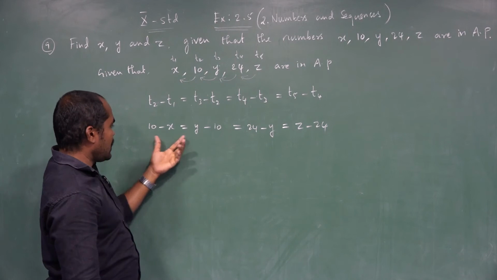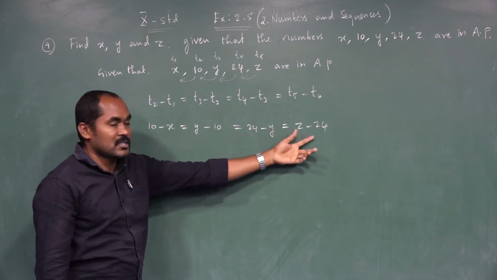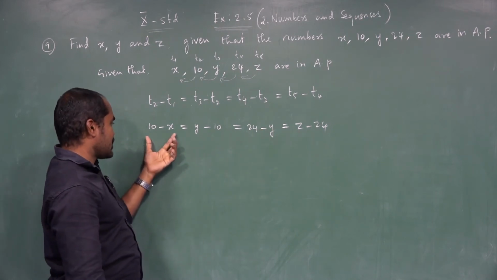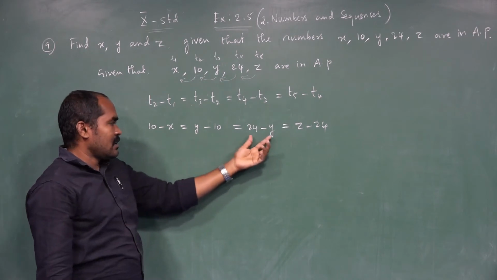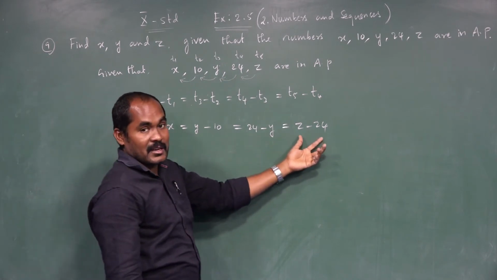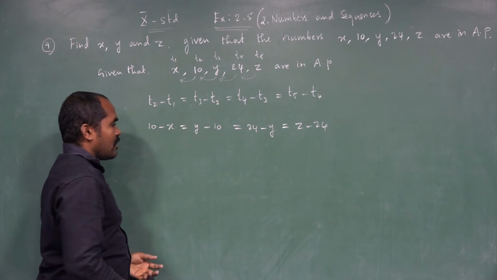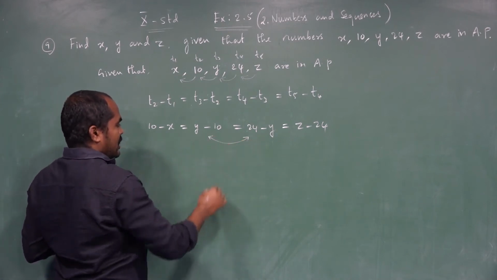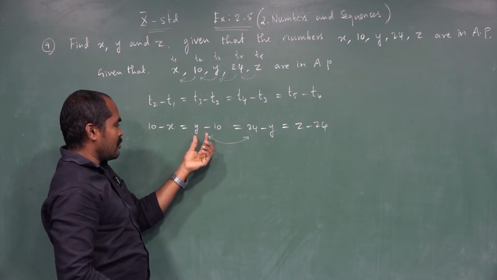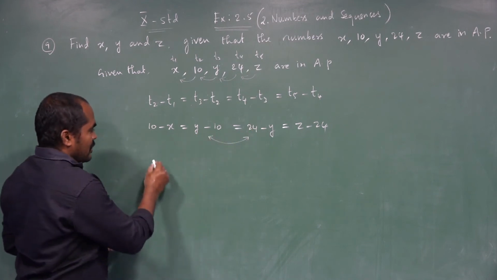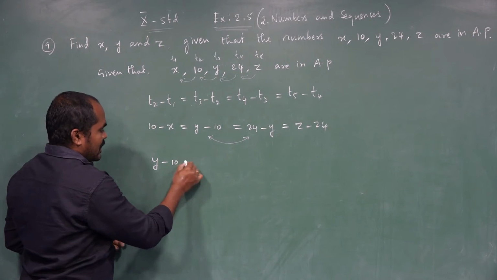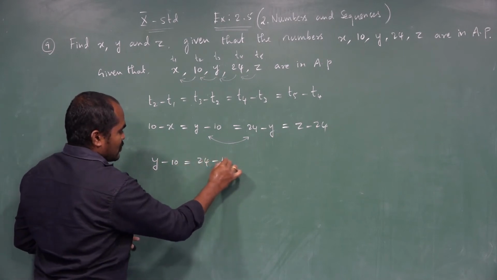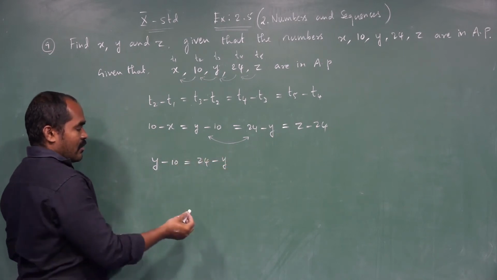So these four expressions are equal: 10 minus x, y minus 10, 24 minus y, z minus 24. Now I am going to equate second and third, because second and third contain only one variable, y and y, right? So y minus 10 equal to 24 minus y. So we need the y value.